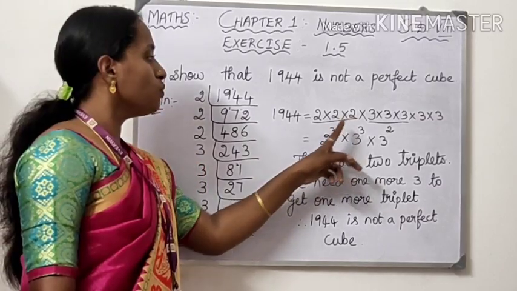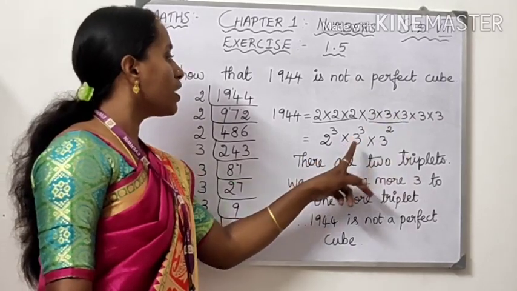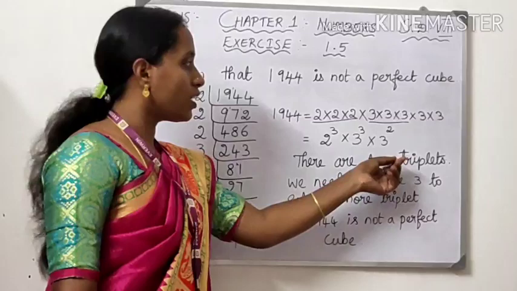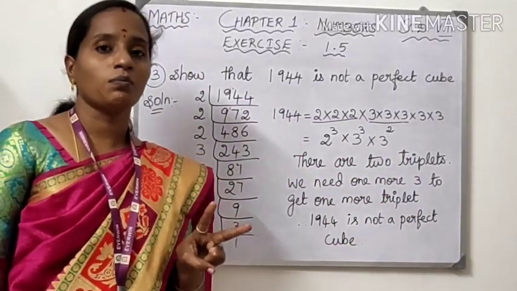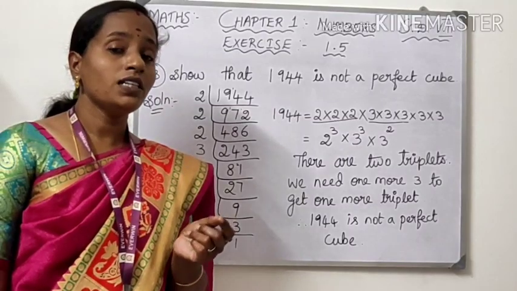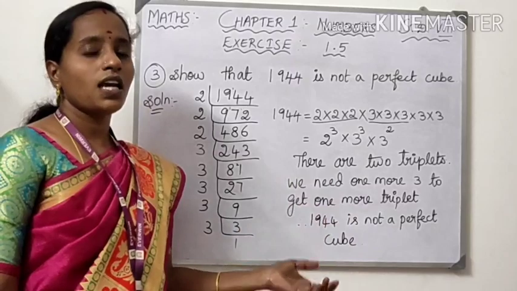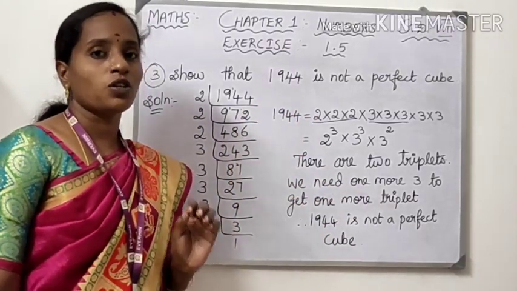2 into 2 into 2 we can write as 2 to the power 3, and this 3 into 3 into 3 we can write as 3 to the power 3, and this last 3 into 3 we can write as 3 square. So you can check here we have got only 2 triplets. So we need one more triplet. But if we multiply by 3 only, we will get that. So we can say this 1944 is not a perfect cube.